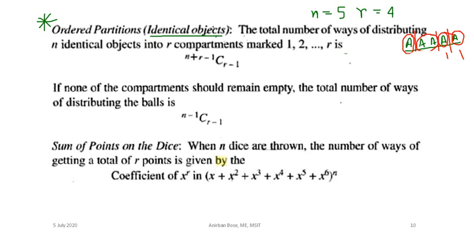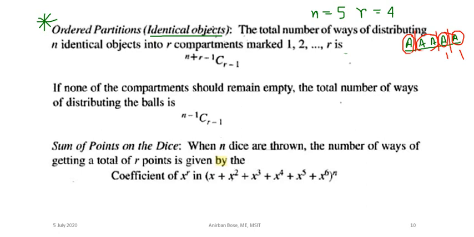Now, sum of points on the dice. When n dice are thrown, the number of ways of getting a total of r points is given by the formula: coefficient of x to the power r in the expansion of (x plus x square up to x to the power 6) whole to the power n, if n dice are thrown.